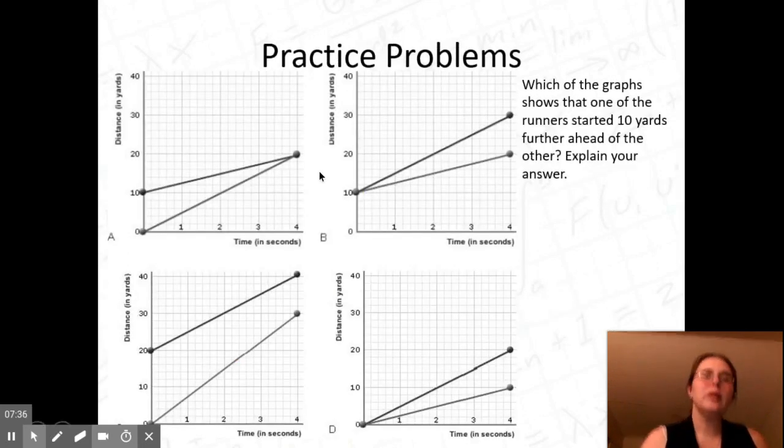So here is a quick set of practice problems. Which of the graphs shows that one of the runners started 10 yards further ahead of the other? So if you look, here's 10 meters, well, if I get the units right, 10 yards. These are starting at the same place. This one here is starting at the same place again because it's at 0 yards. And this one, one starts at 0 and one starts at 20. So these are 20 yards apart. And this one is 0 and 10. And so this one is 10 yards further apart. So the correct answer here is A.